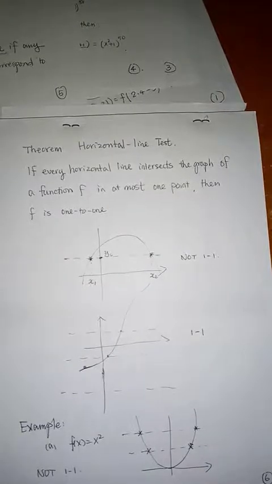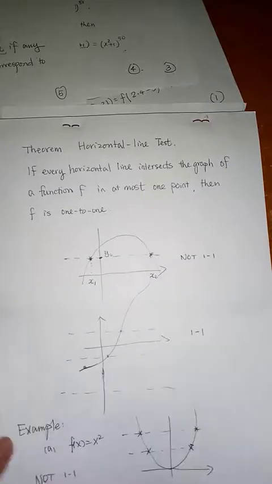It's not one-to-one. Of course, we can prove it by the definition, because 1 is not equal to -1, but 1 squared is equal to -1 squared. So it does not satisfy the condition that x1 is not equal to x2 implies f(x1) is not equal to f(x2). That condition implies it is one-to-one. Here, it does not satisfy the condition, so it's not one-to-one. Okay?